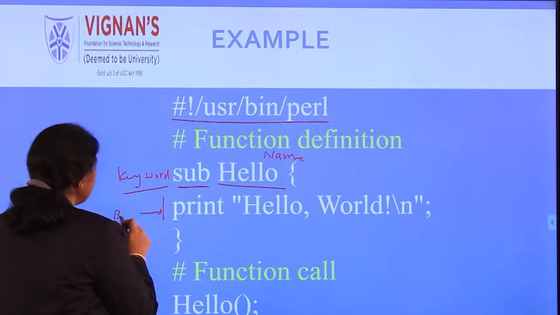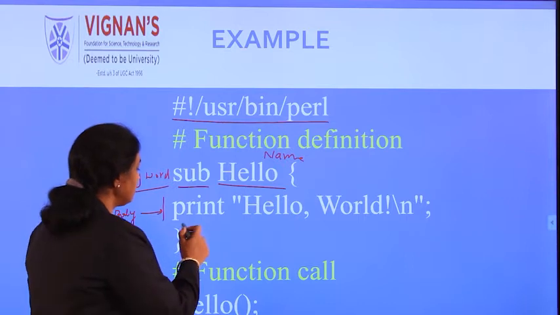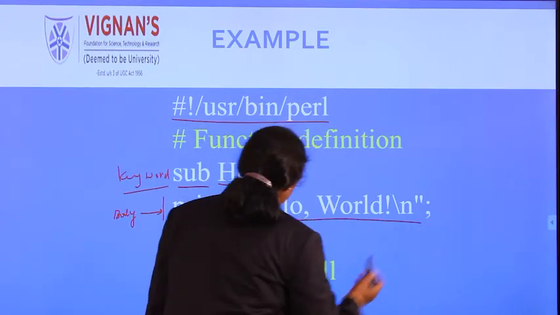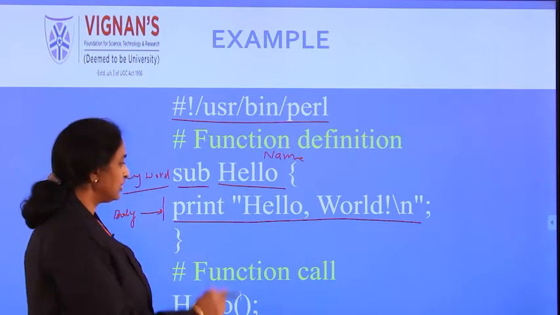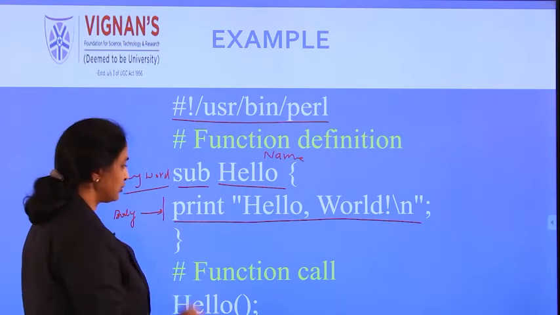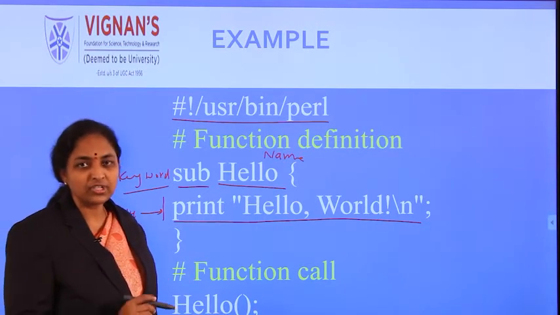This is the body of your function or subroutine. The body here has only one statement. The statement here is print hello world followed by a newline. So this statement is the body of your function. Now you are closing, so writing the function definition is over.